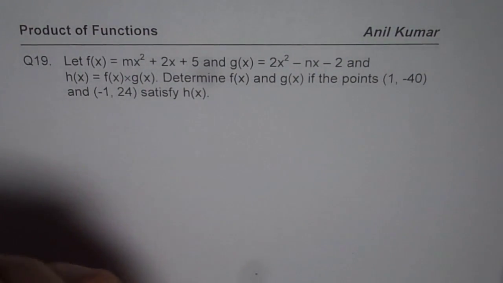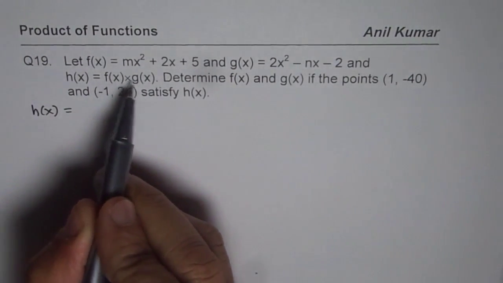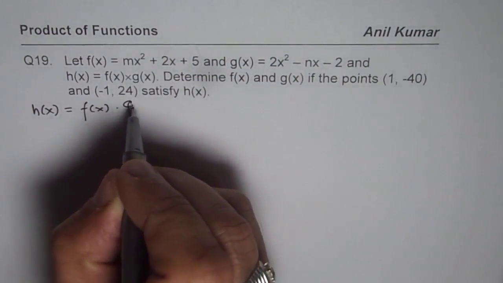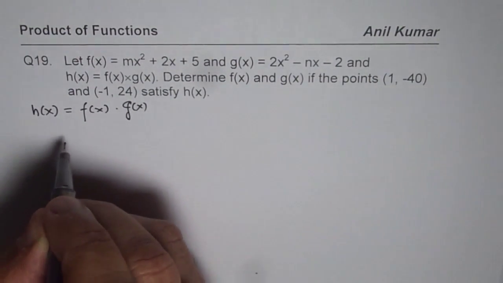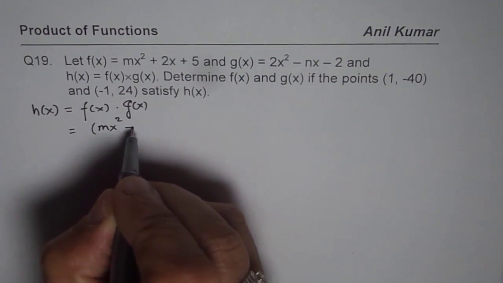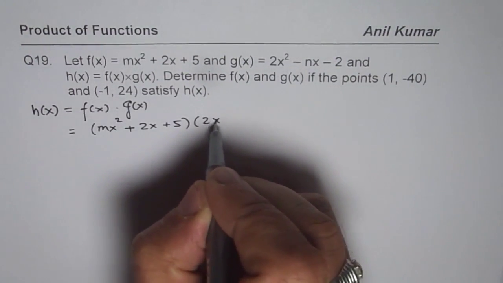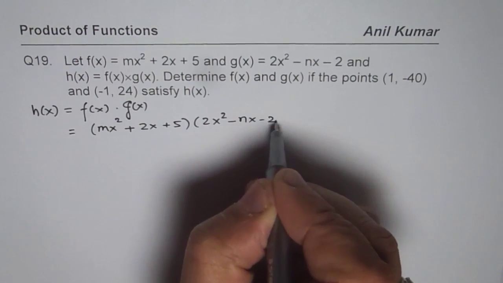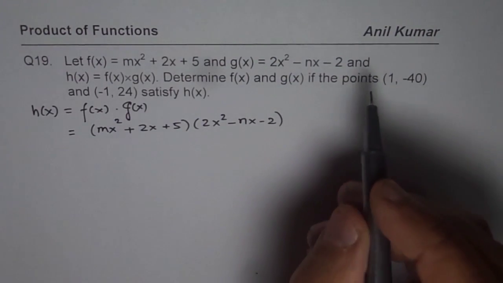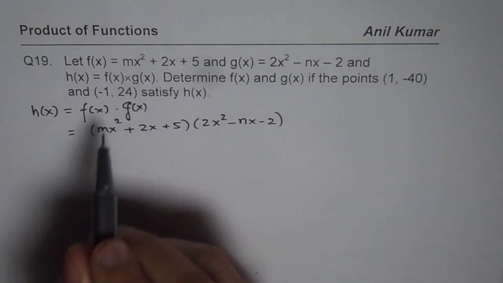Now let's first write down what the function is, which is h(x), the product of these two functions, f(x) times g(x). f(x) is mx² + 2x + 5 and g(x) is 2x² − nx − 2. Here m and n are unknown, but we can find them since we know that this function passes through the points (1, −40) and (−1, 24).